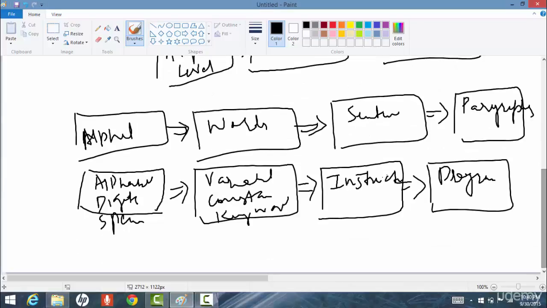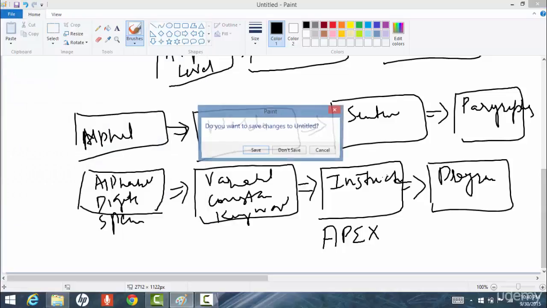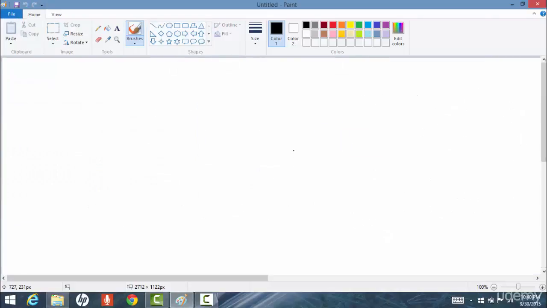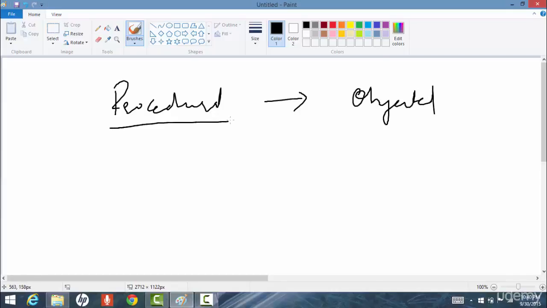So in this course, we will be talking about Apex programming language, which is an object-oriented language. Now, what is the difference between an object-oriented language and a procedural language? So, programming language is divided into two types. One is the procedural way of writing the program, and the other one is the object-oriented way of writing the program. Now, what is this procedural way?